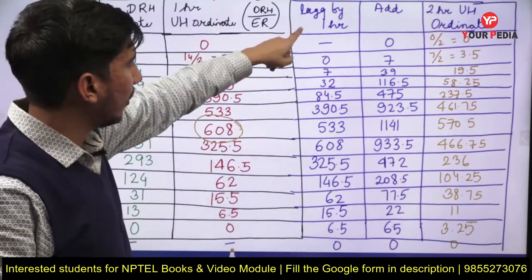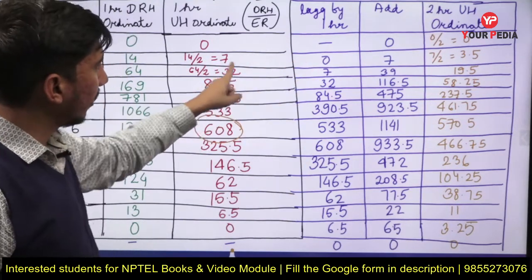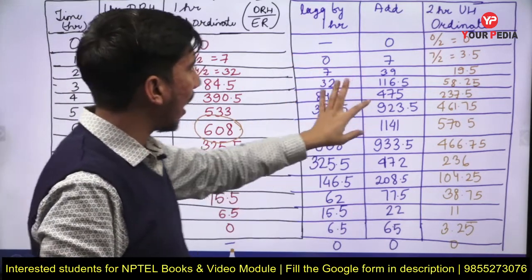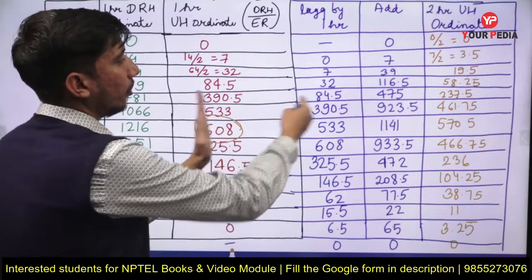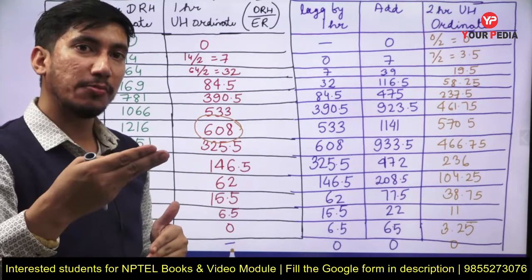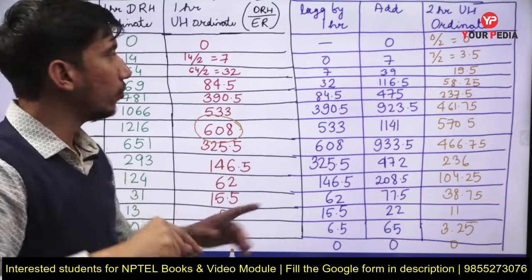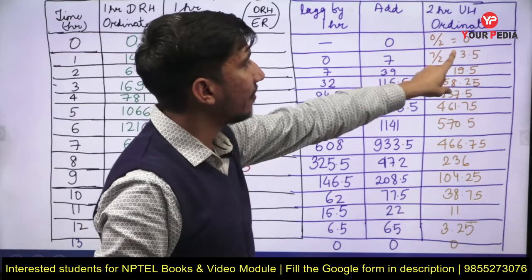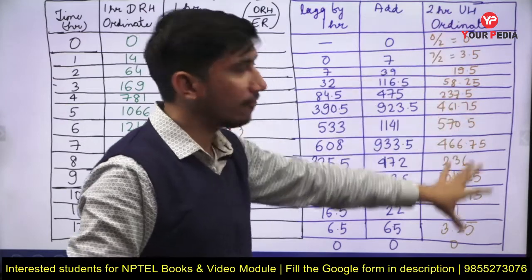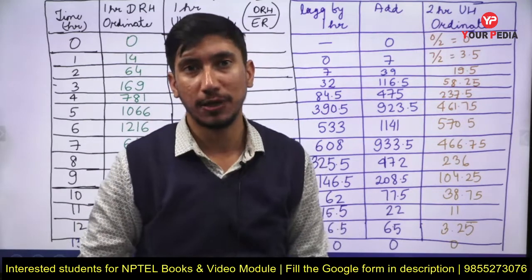So I lagged all the ordinates by 1 hour. This goes here, this 7 goes here, 32 goes here. These are lagged by 1 hour. Then I added both these ordinates, so the duration becomes 2 hours, but the effective rainfall has also doubled. So I have to divide by 2. After adding, I divided these ordinates by 2. Therefore, I get the 2 hour unit hydrograph ordinates. So these are my 2 hour unit hydrograph ordinates for the same catchment.